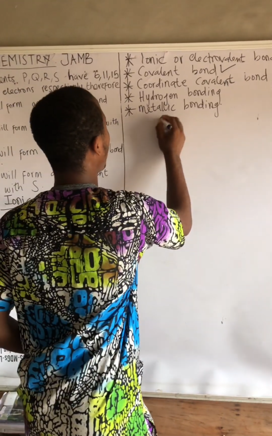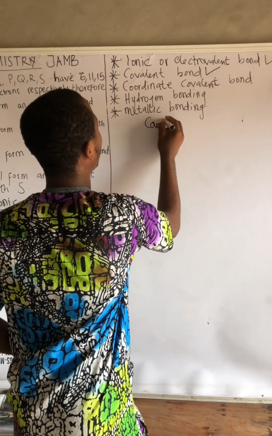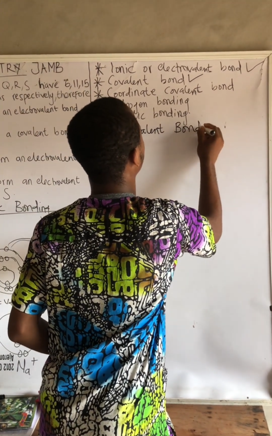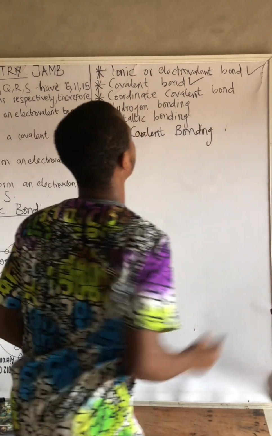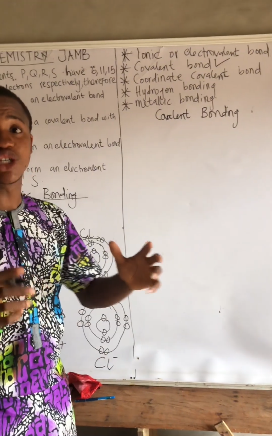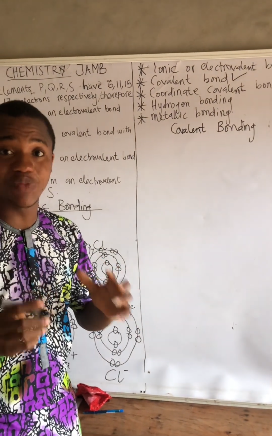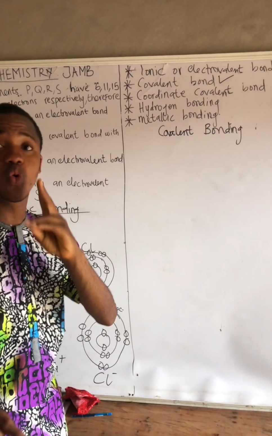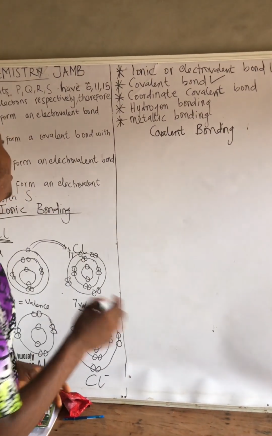Now covalent bonding. Covalent bonding is a type of bonding whereby electrons are shared between the participating atoms. I want you to focus on this. I'll be giving you 2 quick examples. Follow me on this one.